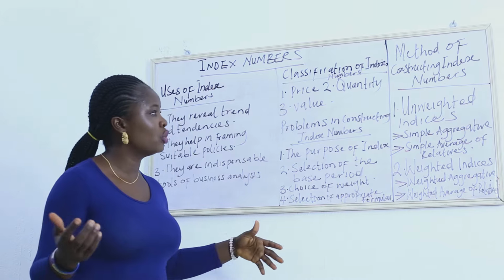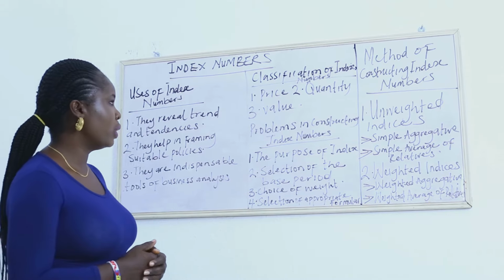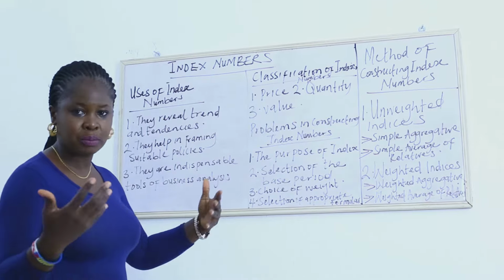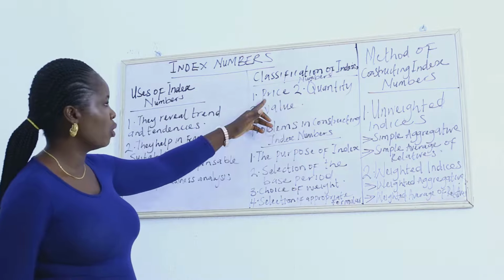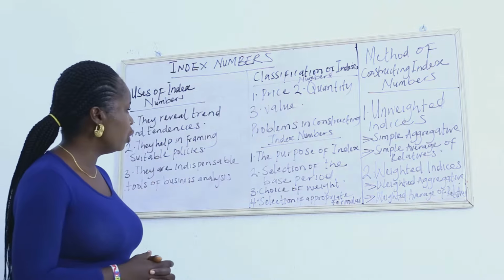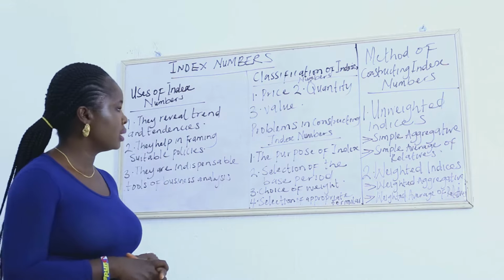Then what are the classifications of index numbers? We have price, we have quantity, then we have value. There are others that are not specified here, and as we go on in the class, you'll understand what price, quantity, and value mean.